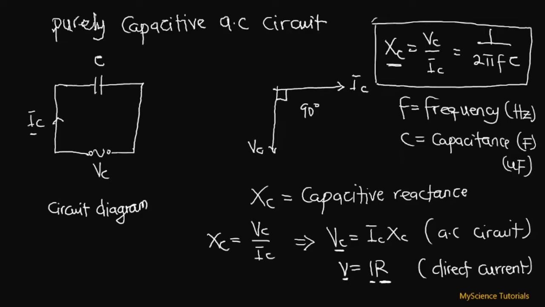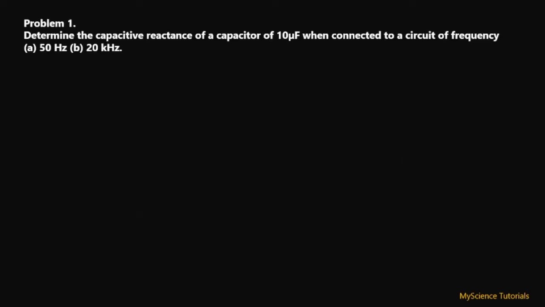Now that we've gone through the basics of a purely capacitive AC circuit, let's have a look at some examples to actually appreciate what we are doing. We have a problem here, and the problem is asking us to determine the capacitive reactance of a capacitor of 10 microfarad when connected to a circuit of frequency A, 50 Hz, and B, 20 kilohertz.